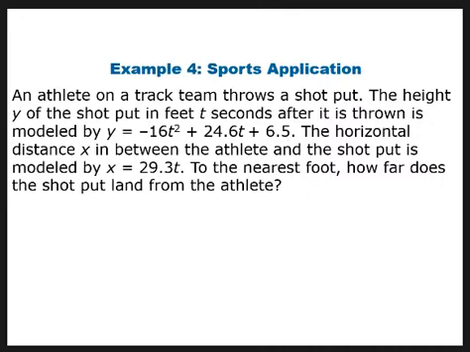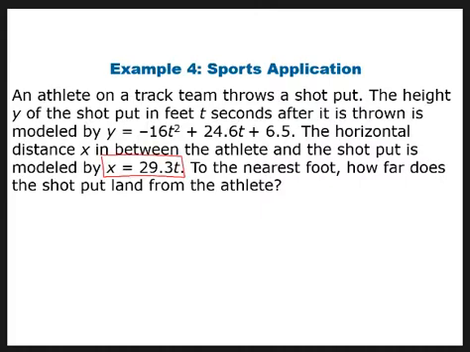Now this kind of puts 2 different ideas together. It says an athlete on a track team throws a shot put. The height of the shot put, measured in y, in feet per second, after it is thrown, is modeled by y equals negative 16t squared plus 24.6t plus 6.5. The horizontal x distance in between the athlete and the shot put is modeled by x equals 29.3t. To the nearest foot, how far does the shot put land from the athlete? So what we're looking at here is we're trying to figure out how far away it lands.